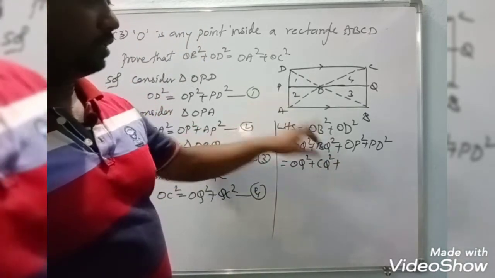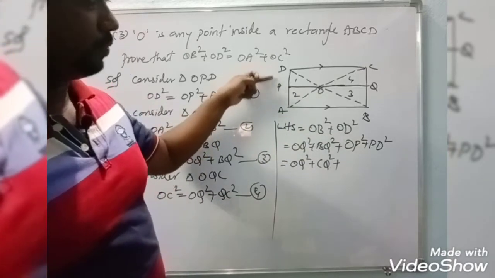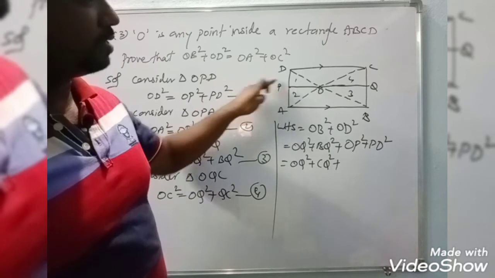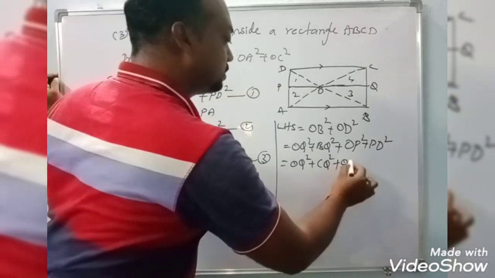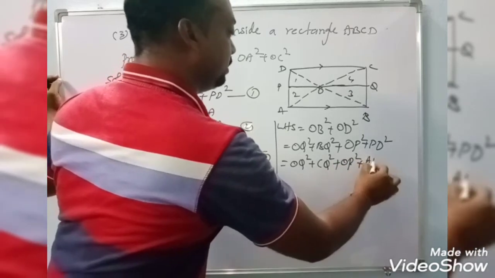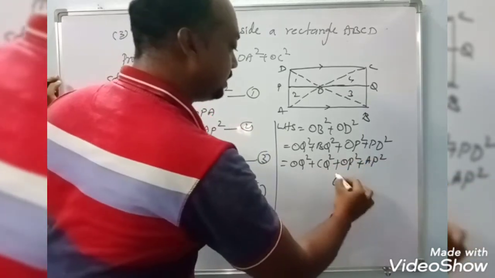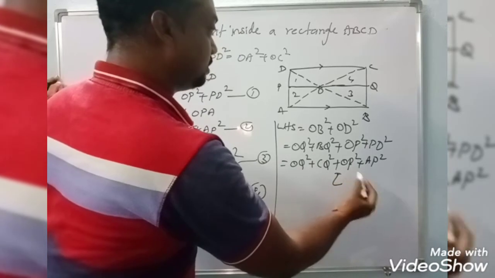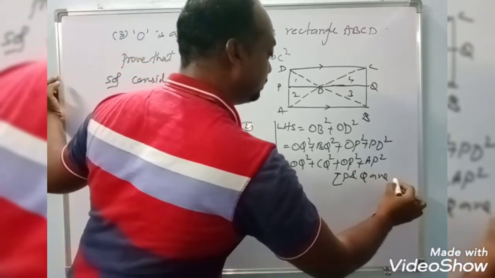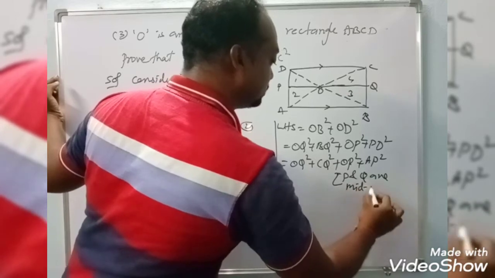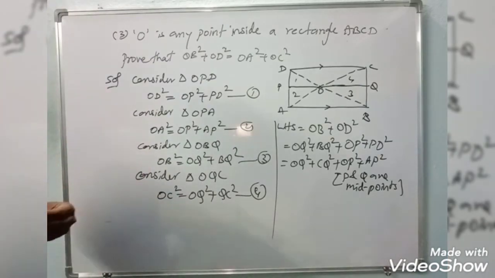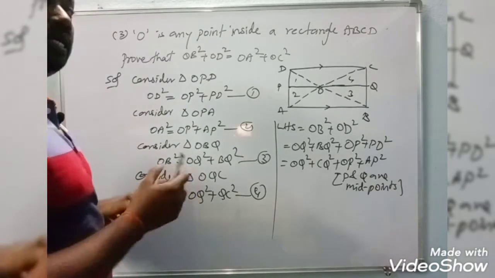Now here OP, the PD is nothing but these two. Now can I say this PD is also equal to the line AP, because P is a midpoint. So I can write here OP square plus AP square. The reason I am writing here is that P and Q are the midpoints. That's why we can interchange the values.